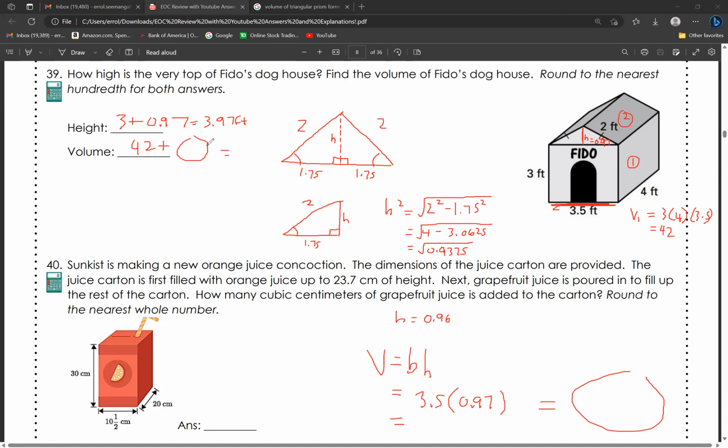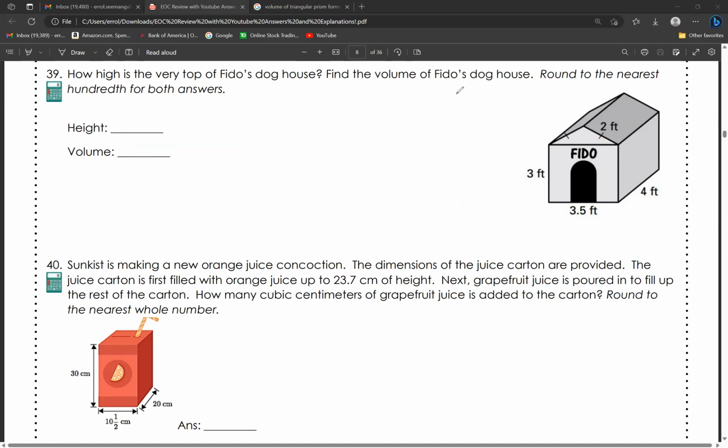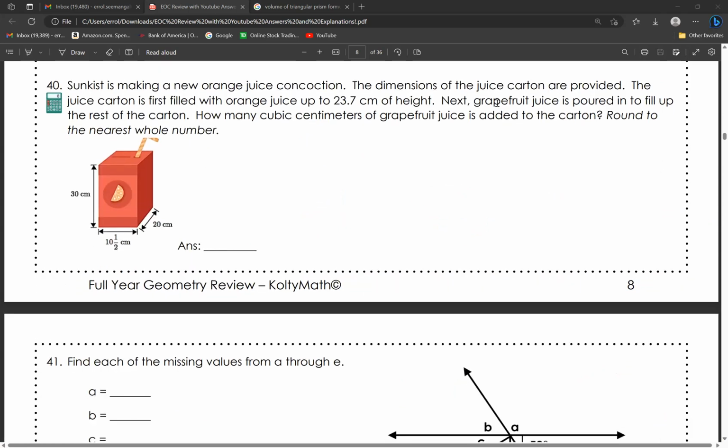All right, that's 39. Could we do 40 as well? All right, 40. Sunkiss is making a new orange juice concoction. The dimensions of the juice carton are provided. 30 height, length 10.5, width 20.